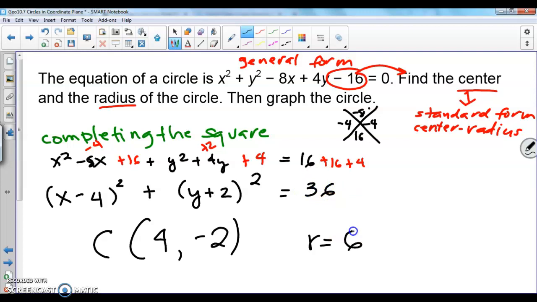Okay, then you're going to graph it, right? So you're going to place a dot at 4, negative 2, and then from there you count 6 in all directions, up, down, left, and right, and draw your circle.